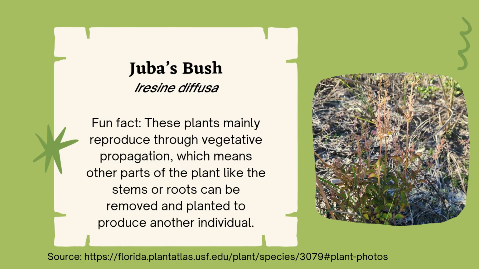First up for our plants, we have Juba's bush or Iresine diffusa, and so they have simple opposite leaves with clusters of small white-yellow flowers that we can see and pink stems, and these plants mainly reproduce through vegetative propagation, which means that they use other parts of the plant like the stems or the roots to be removed, and they can be planted to produce another individual.